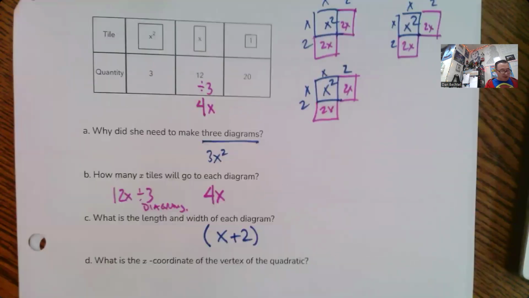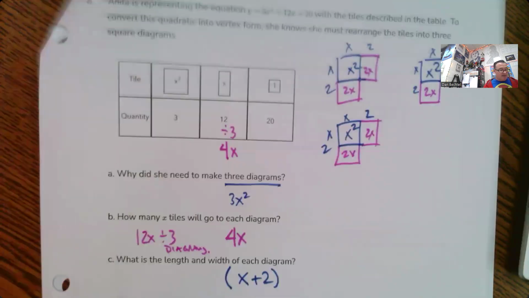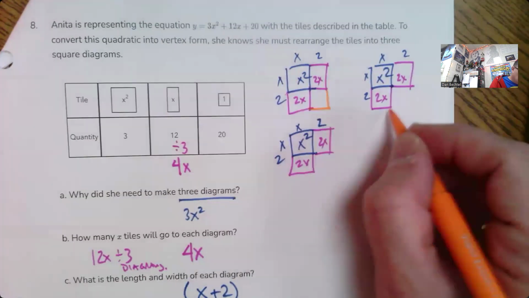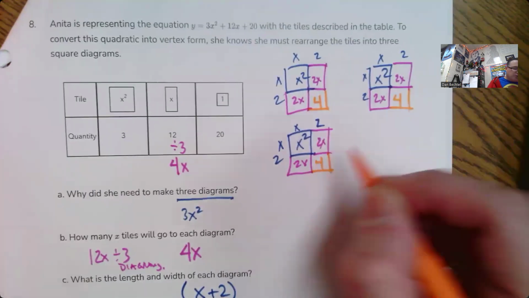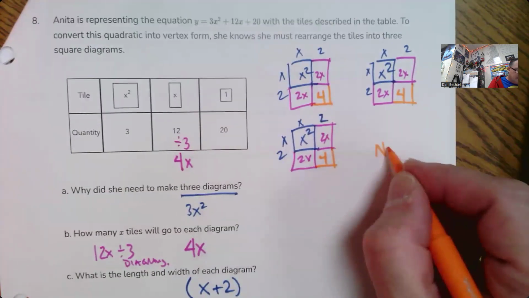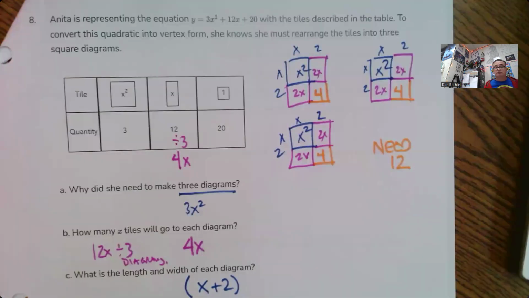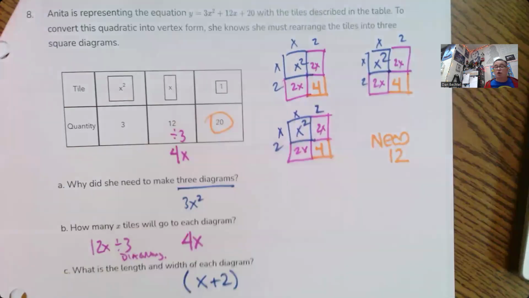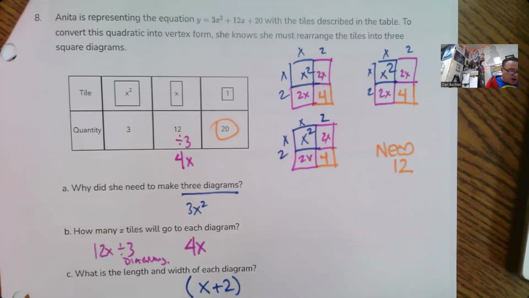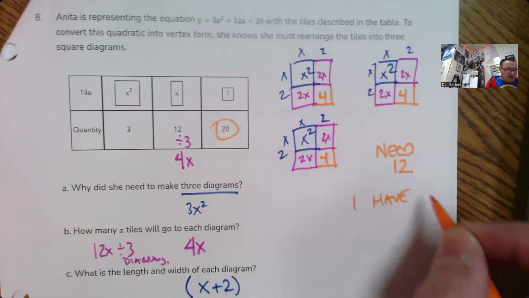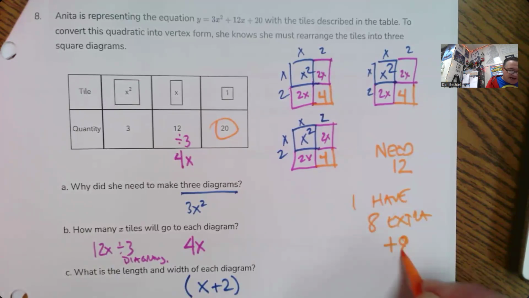Now, I need the vertex. Well, we'll deal with that in just a second. Right now, once I've got all the diagrams made but I still don't have the squares completed, I need to figure out what number is needed to complete all three of these squares. 2 times 2 will be 4 for all of them. So I need 4, 4, and 4. I need 12 to make that happen. Well, here's what's great. I've got 20, so I actually have everything that I need already. I can fill this in, but I'm going to have some extra. 20 minus the 12, I have 8 extra, or plus 8.